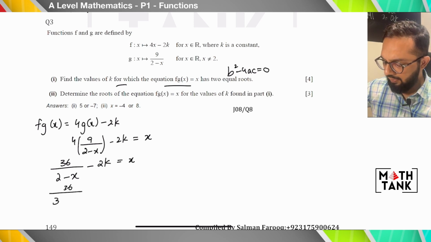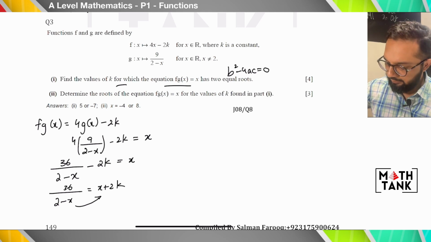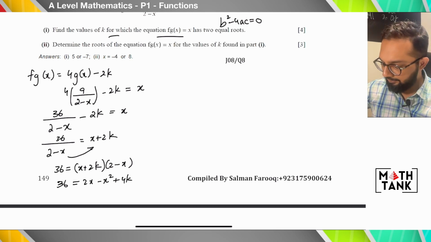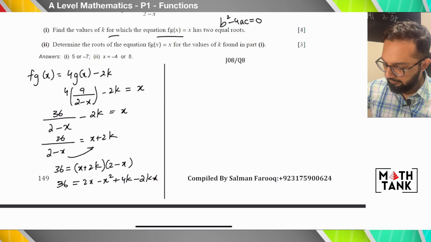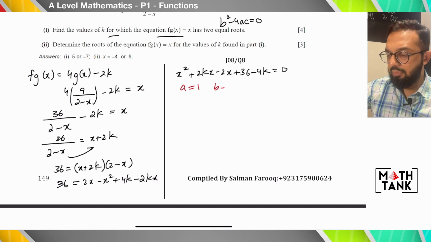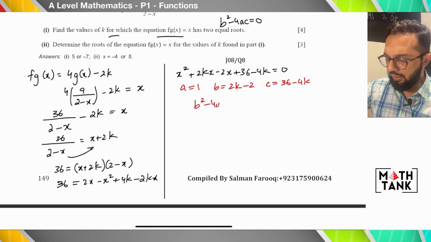Now I could multiply this whichever way I wanted. I am choosing to do this and then cross multiplying. So 36 equals x plus 2k times 2 minus x. 36 equals 2x minus x squared plus 4k minus 2kx. So bringing everything to one side, pulling out a, b, c: a is 1, b is 2k minus 2, c is 36 minus 4k. b squared minus 4ac should equal 0.